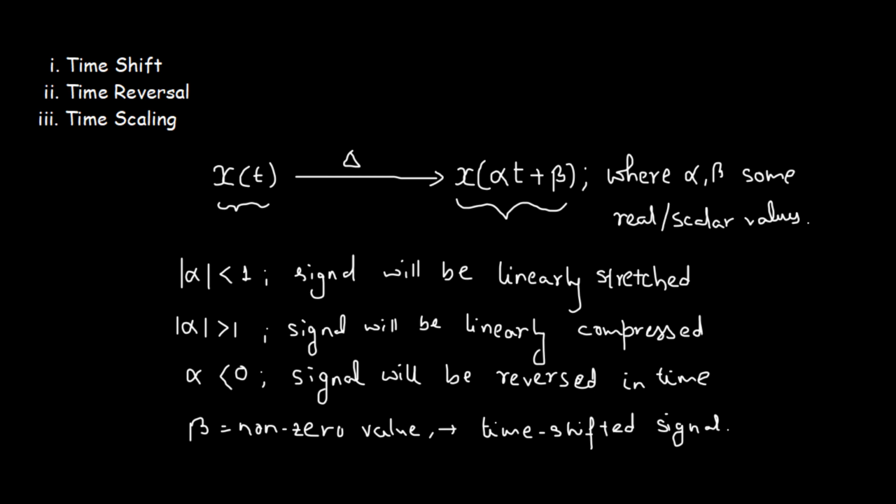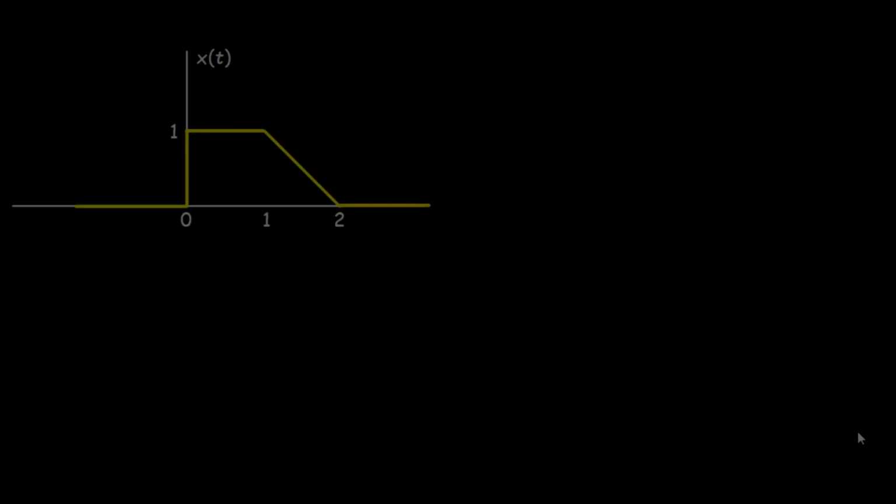Let us understand this with the help of an example. Here in this question, we have a signal x(t) as shown in the figure. It has a value of 0 for t less than 0. It has a value of 1 between 0 and 1, and between 1 and 2 it is linearly decreasing. Now we have to find out how the graph of x(t plus 1) looks.